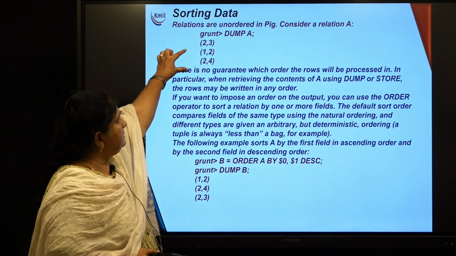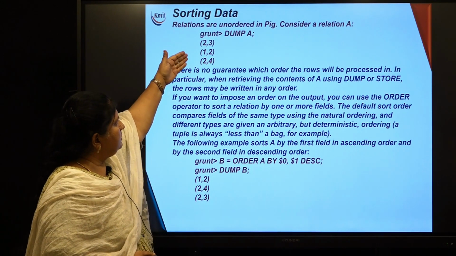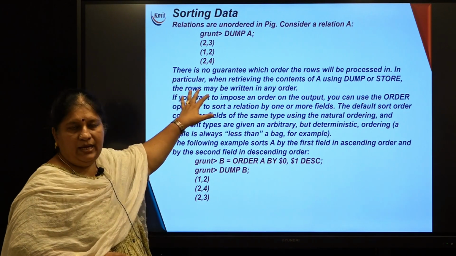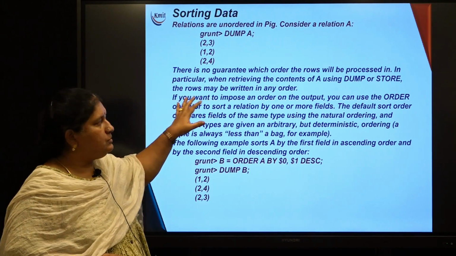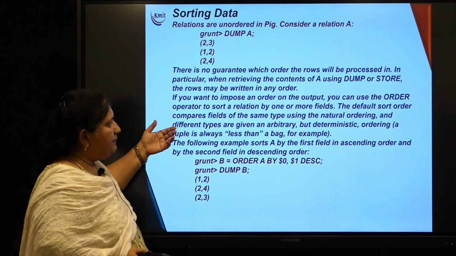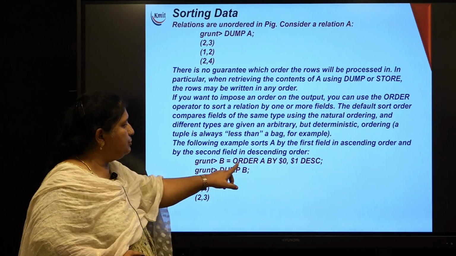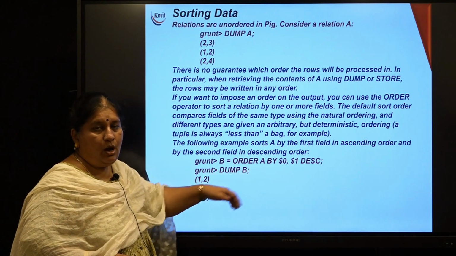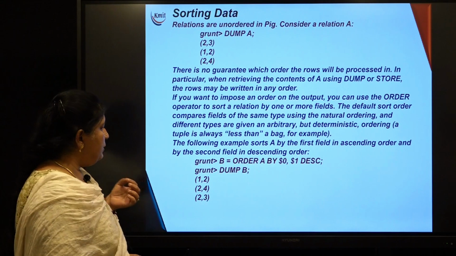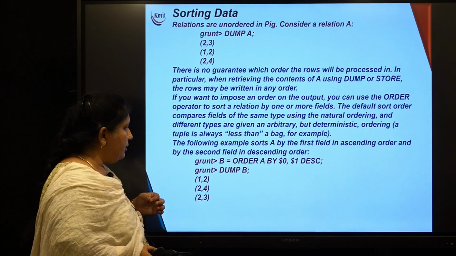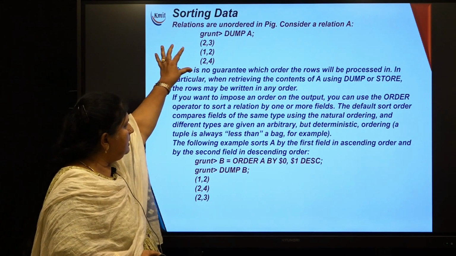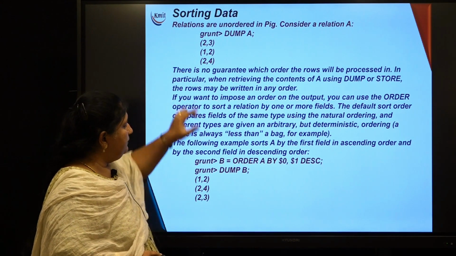For example, consider this relation which has 3 tuples: (2,3), (1,2), (2,4). We cannot guarantee that we get the output in sorted order. So if we want a specific order, we need to use the order by clause. So how do we specify the order by clause? Just like SQL order by, whenever you want to get the data in sorted order, say I want to put this data in sorted order, how do I do it?